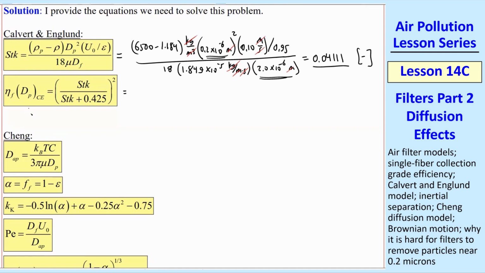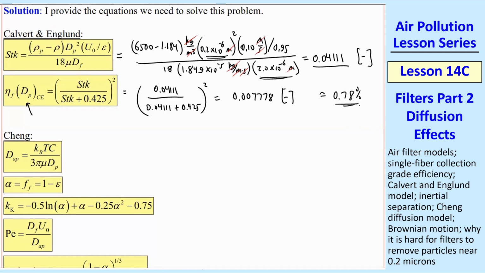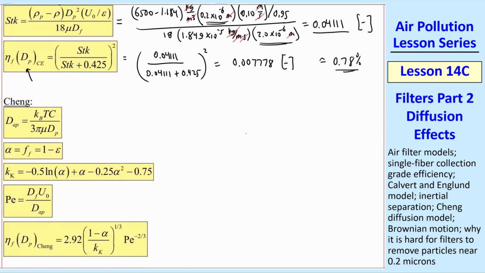The Calvert and Englund single fiber collection efficiency is thus 0.007778, or about 0.78%, which is pretty small, as we expect for inertial impaction with such tiny particles. That's all review from last time.